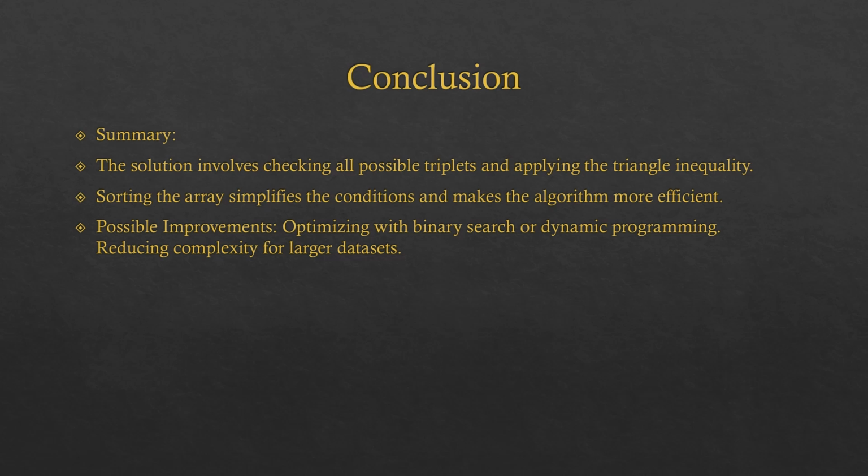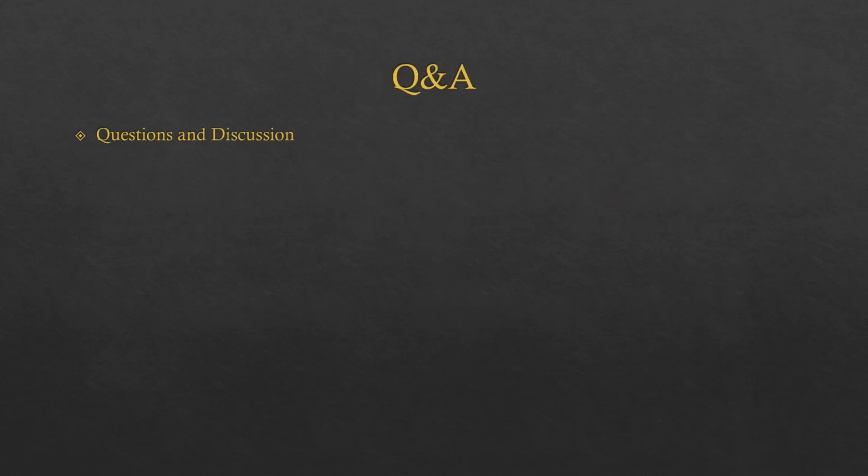In conclusion, we have learned how to determine the number of valid triangles that can be formed from the elements of an array. We also explored the triangle inequality theorem and how it can be applied to solve this problem. Although our current approach is cubic in complexity, we can optimize it further for larger inputs. That concludes the main part of our presentation.